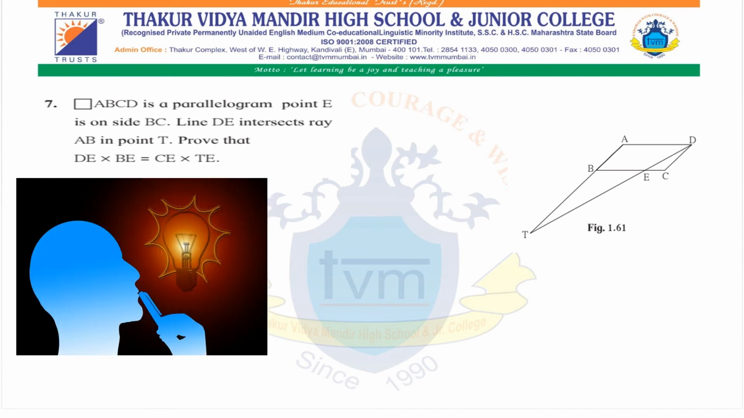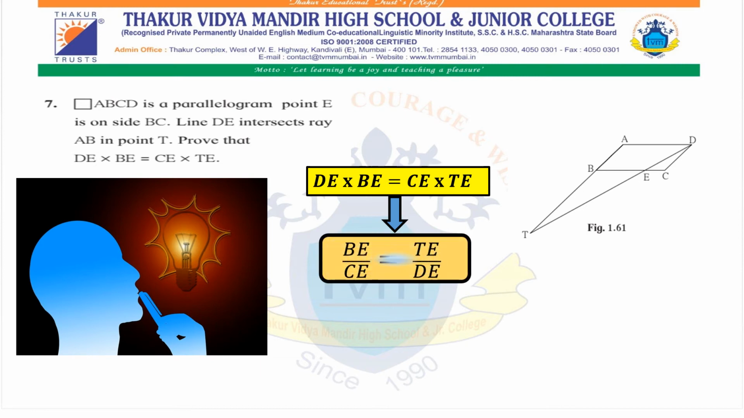Now think, how is it possible to prove these products equal? That is, DE into TB equals CE into TE. Yes, I can prove these products equal if I can prove these ratios equal. Observe the ratio. See it. BE upon CE equals TE upon DE. If I do cross multiplication, I'll get DE into BE equals CE into TE, right? That means to prove these products equal, I should prove these ratios equal.